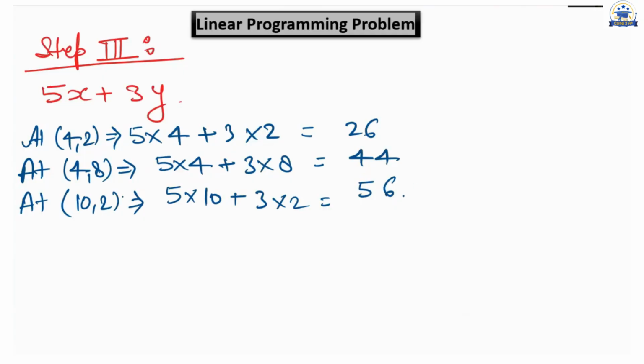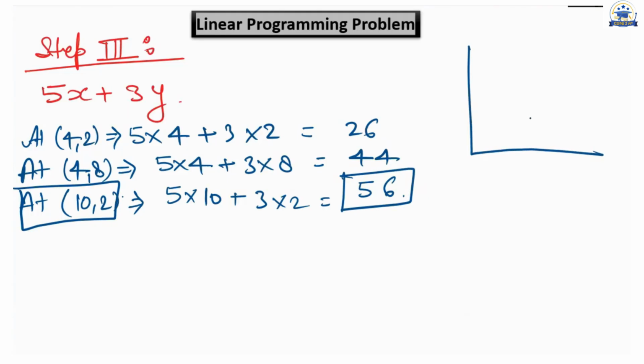So we have 3 outputs over here. And which score is the maximum? It was asking for the maximum score. So the maximum score is 56 at the coordinate 10, 2. Okay. So if you want, you may draw this. You can draw. Should I draw or will you draw?